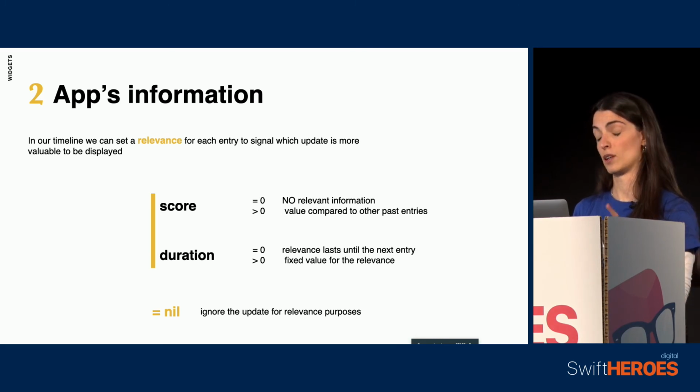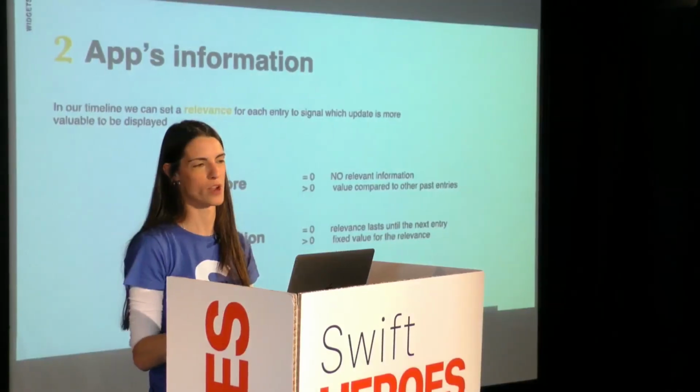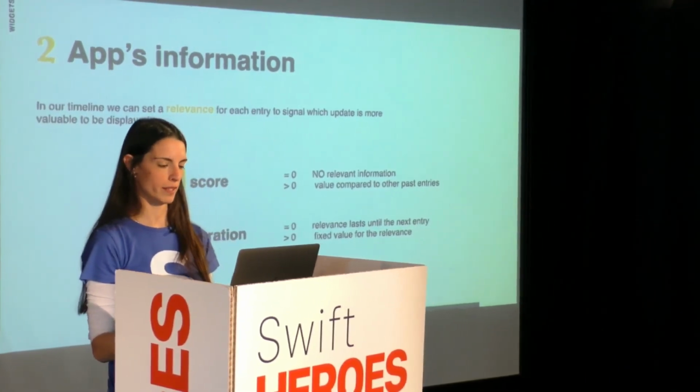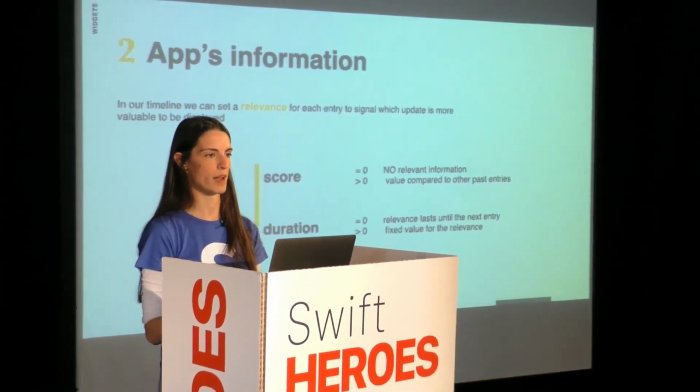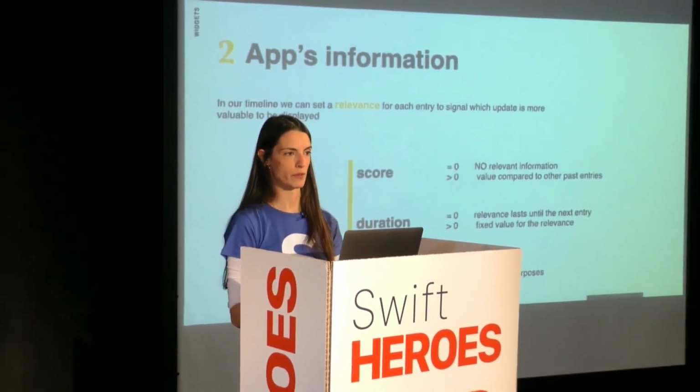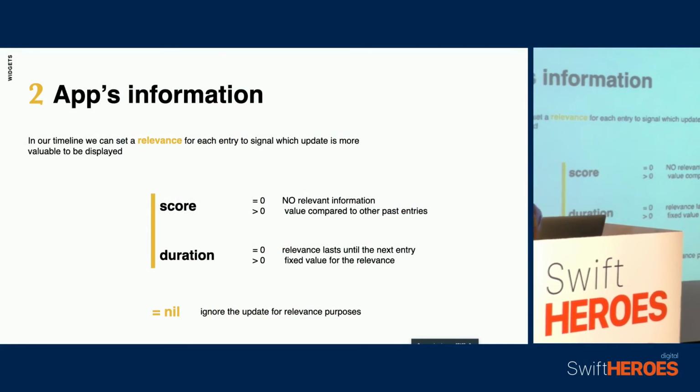The value of the score is up to you, because this value is compared to the other entries in your widget. So the range of the value is up to you. This score won't be compared to the values of other applications, so you don't have to worry about it. Then the duration is used when you have a relevance with a fixed duration in time. So if this value is greater than 0, the relevance will have a well-defined duration. If the value is 0, it means that the relevance will last until the next entry.